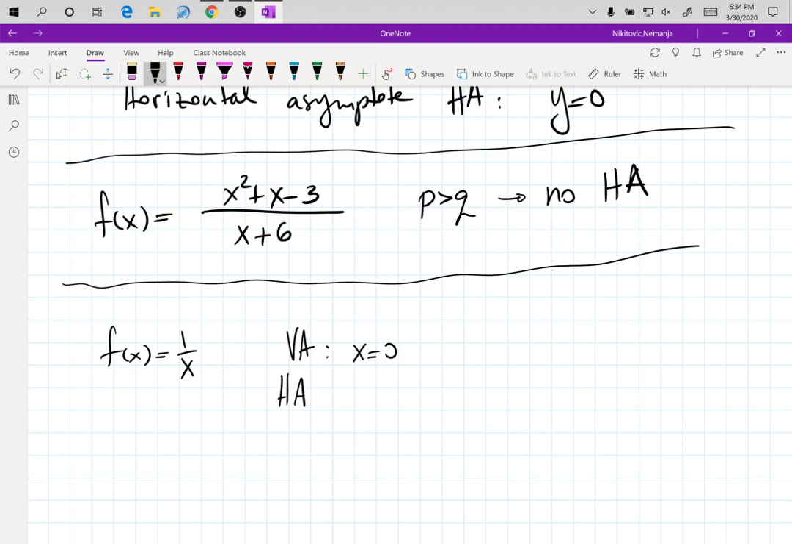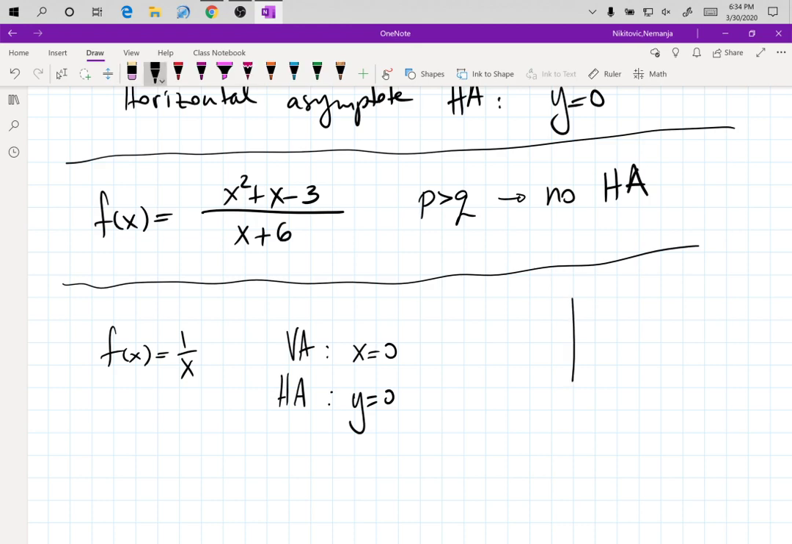And now we also learned that the horizontal asymptote is at y equals 0 because the numerator, 1, is x to the 0, right? And in the denominator is x to the first power. So you have the bigger exponent in the denominator. Therefore, we have an asymptote of 0.